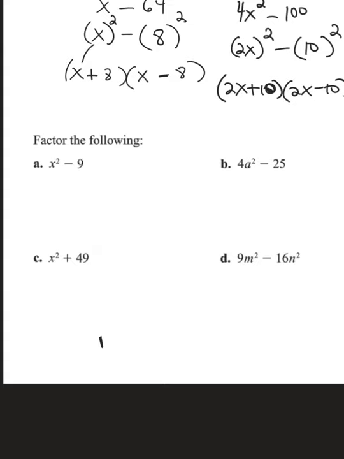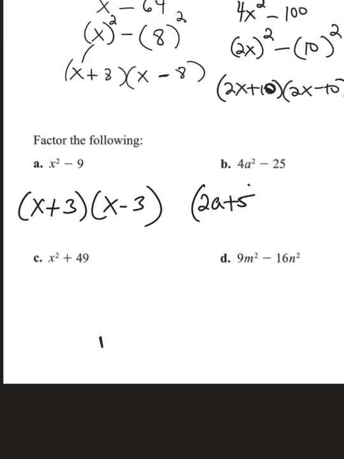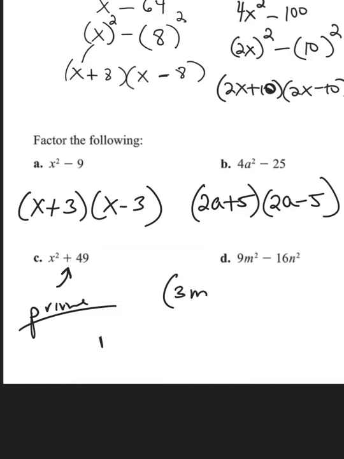Okay, so for the first one, x plus 3, x minus 3. You square x squared, you square 3 to get 9. The next one, 2a plus 5, 2a minus 5. The next one is not the difference of two squares. It's the sum of two squares. So this is prime. It only works if there's a minus sign in there. The last one, 3m plus 4n, 3m minus 4n.